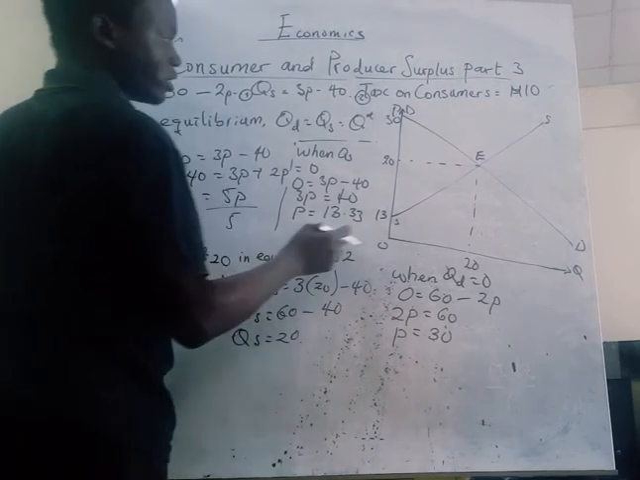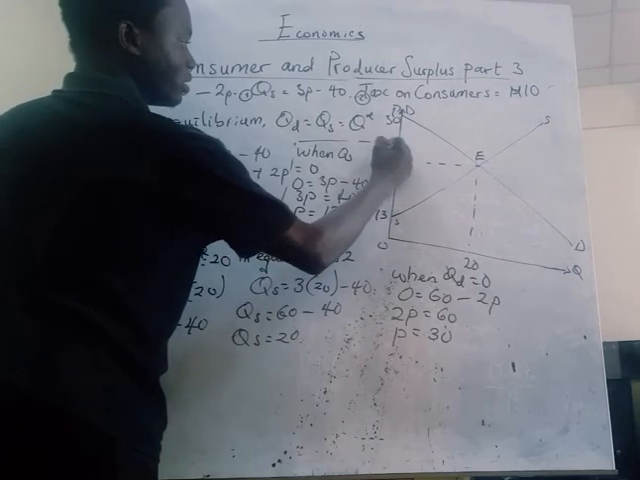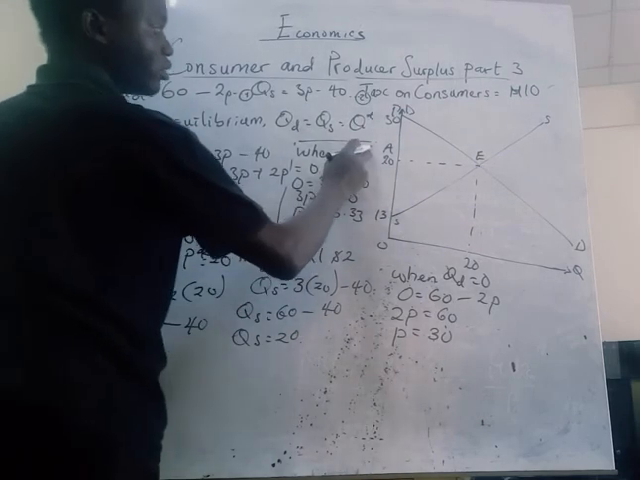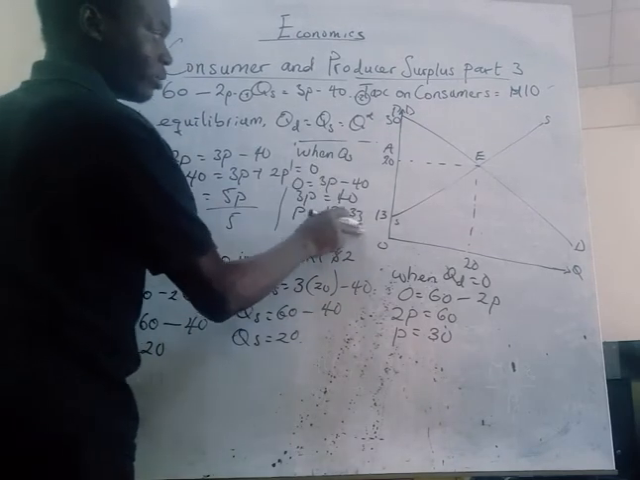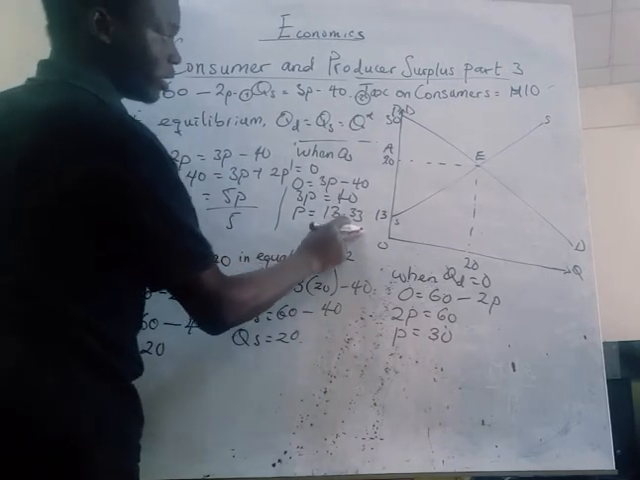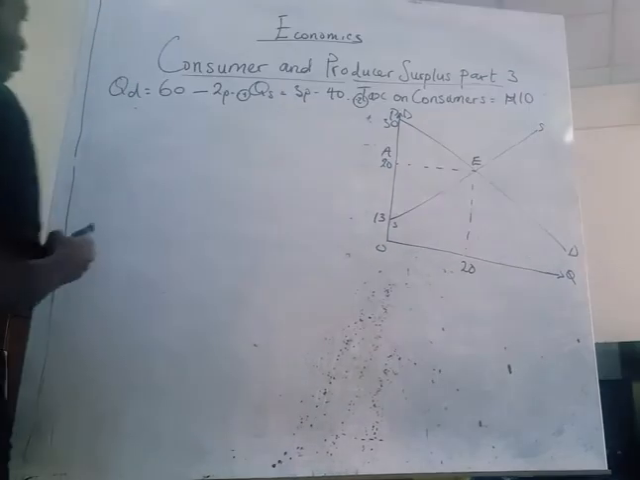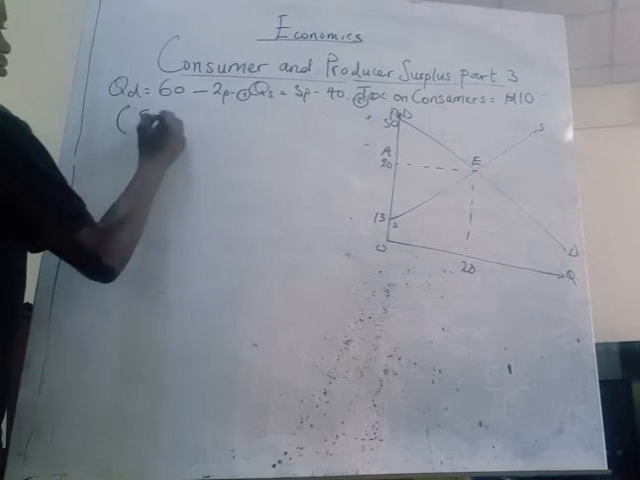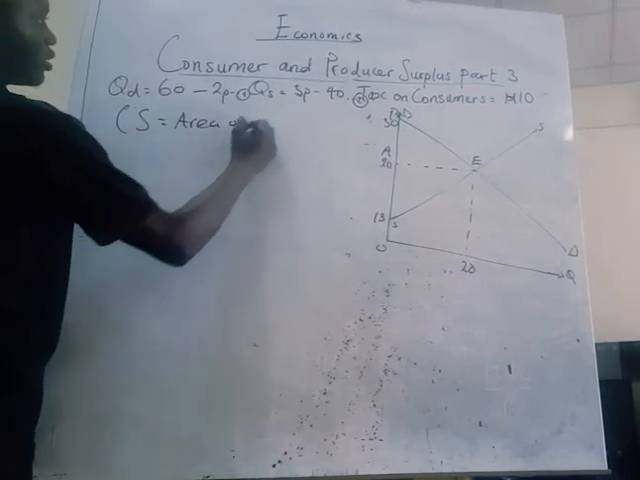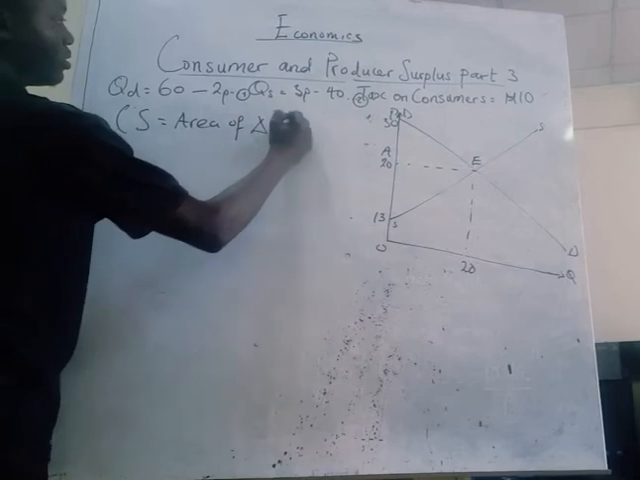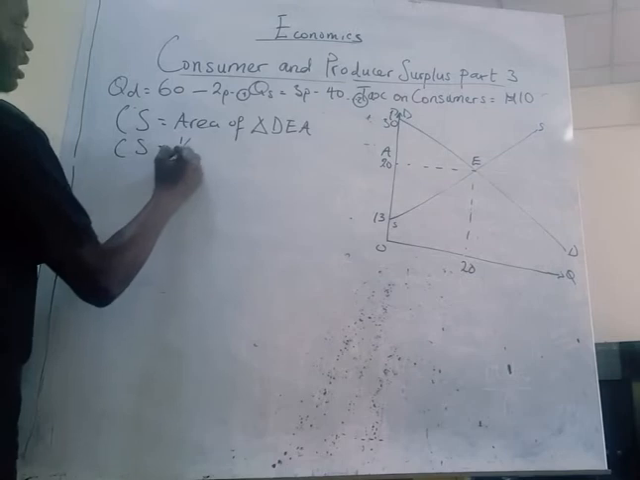Okay, consumer surplus is going to be, okay, let's name this point A. So it's going to be the area of triangle DEA. Okay, and our producer surplus is going to be the area of the triangle SEA. Good. So our consumer surplus is equal to the area of triangle DEA.